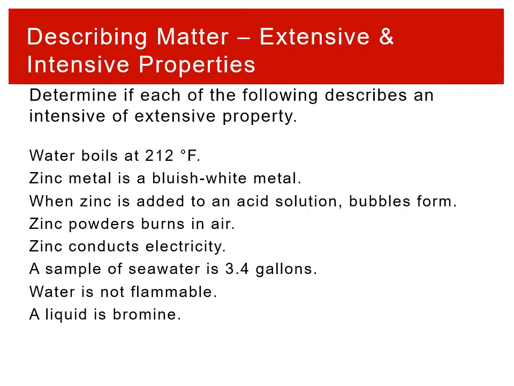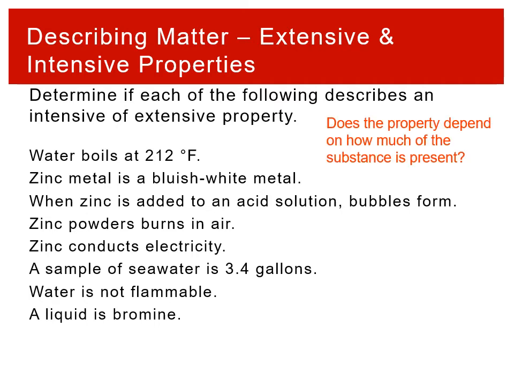So let's look at an example. Determine whether or not these properties are intensive or extensive. These are the same properties we looked at for chemical, physical. And really the question is: is it extensive? Does it depend on how much of the substance is present? So water boils at 212 degrees Fahrenheit. Okay, well, a little bit of water, a lot of water. That's going to be intensive. Zinc metal is a bluish white metal. That's just the color. There's no indication of how much metal you have that is required to affect that color. That's going to be intensive too.